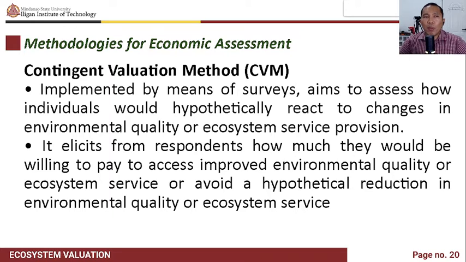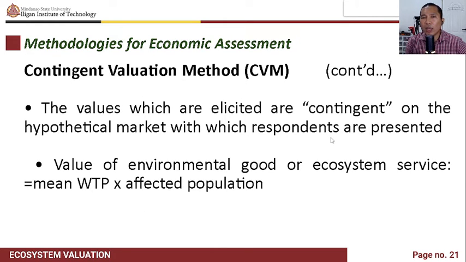Okay, so what is a contingent valuation method? This is implemented through a survey, and the purpose is to assess how individuals would hypothetically react to changes in environmental quality or ecosystem service provision. It elicits from respondents how much they would be willing to pay to access improved environmental quality or ecosystem service, or avoid a hypothetical reduction in the environmental quality or ecosystem service. The values elicited are contingent on the hypothetical market which respondents are presented. The value of the environmental good or ecosystem is basically the mean willingness to pay multiplied by the affected population.